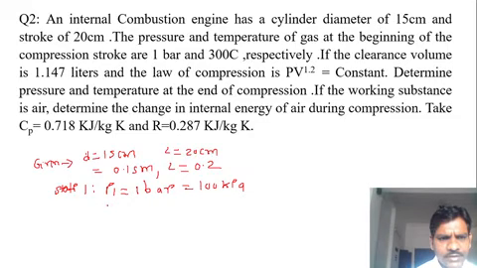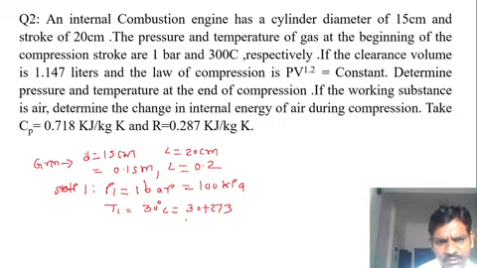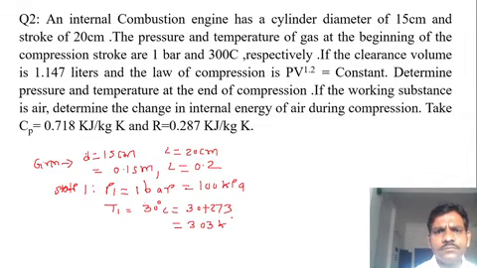Then what is the value? The temperature T1 is given. How much is it? 30 degrees Celsius. Okay. So convert into Kelvin. It is how much? 30 plus 273, nothing but 303 Kelvin. The given temperature is 30, not 300 degrees Celsius.